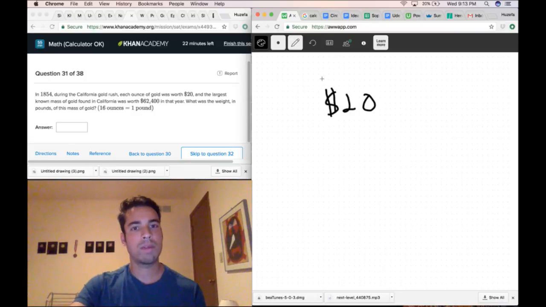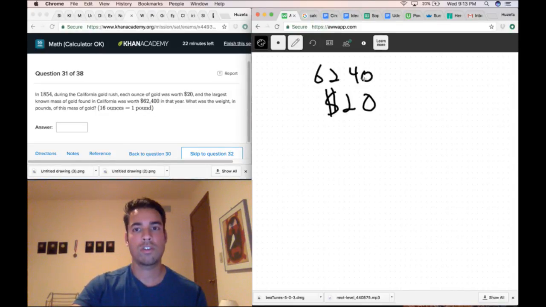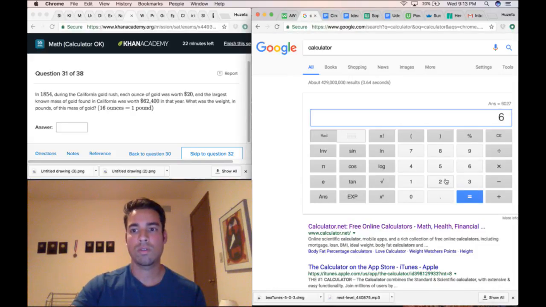So first, let's figure out how many grams. Oh, no, I'm sorry. Ounces, excuse me. So this is 20. So we do 62,400 divided by 20 equals 3,120. So that means this thing was 3,120 ounces.